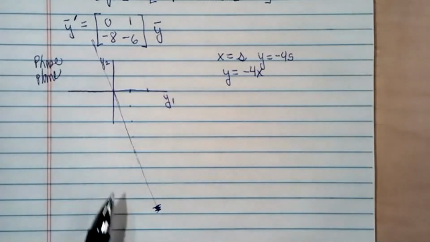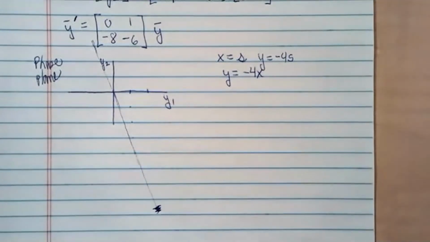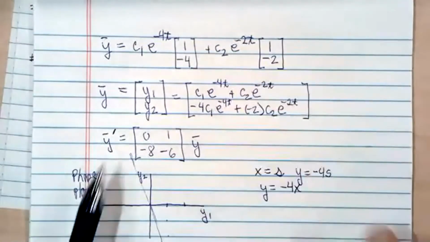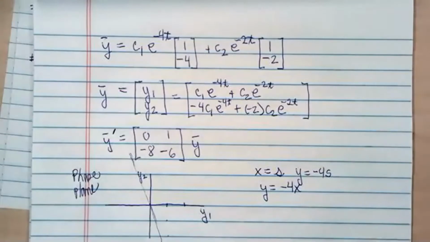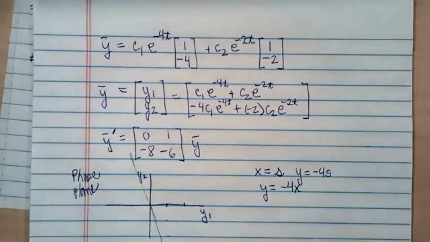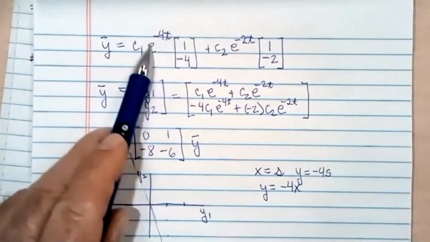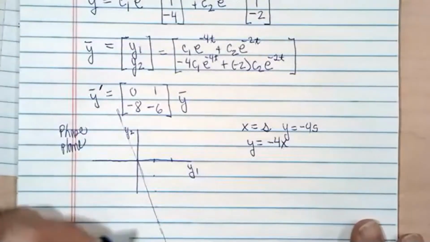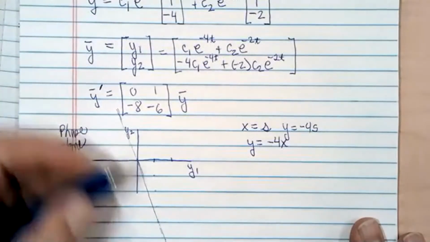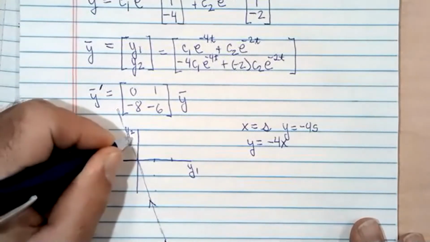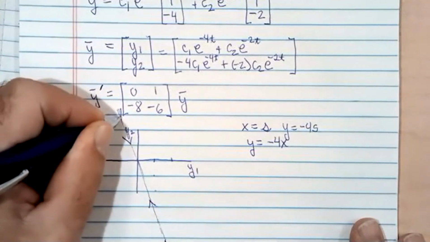Okay, so I got a line here. And what that means is if I set, geometrically, if I set C2 equal to 0, and I chose any old C1 I wanted, I'd land somewhere on this line. And then as t goes on, this thing would go towards 0, which means that whether I started on this side or this side of the origin, the trajectory would be in this direction, towards the origin.